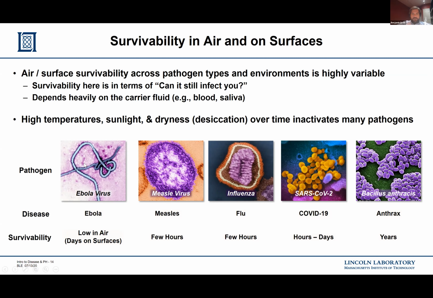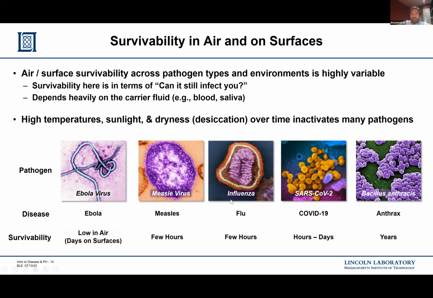And I provided some examples here of different pathogens, the diseases that they cause, and their survivability in air and on surfaces. So Ebola, for instance, the survivability is low in air. It generally needs blood or saliva to survive. If it is in blood and it's encapsulated, it can survive for quite some time on a surface. But typically you wouldn't be touching blood. Hopefully that was observable on a surface.